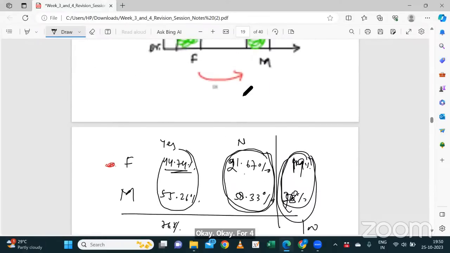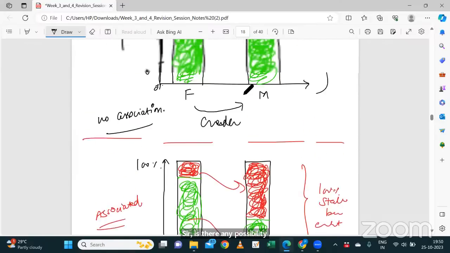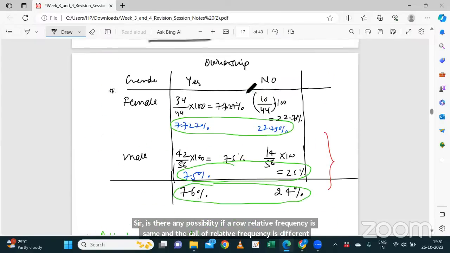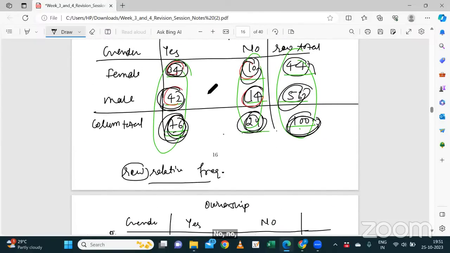Sir, is there any possibility that the row relative frequency is the same and the column relative frequency is different, or vice versa? No. Actually, the same thing I told you. What we are doing is comparing the relative frequencies in just a different way.